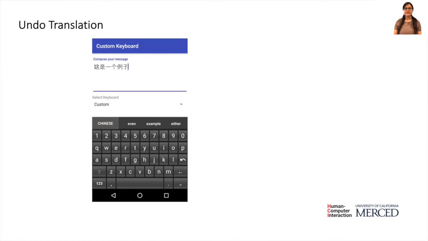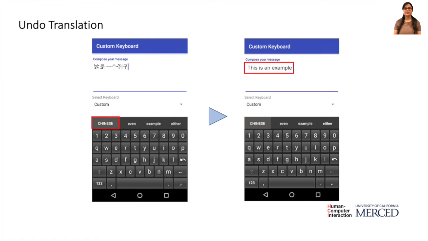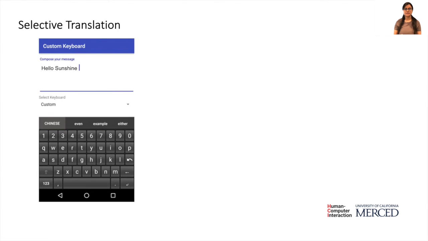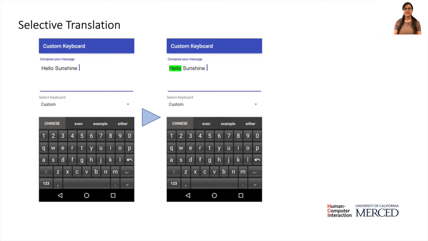Users can easily revert to the original text after performing a translation task. For this, they tap on the translation button immediately after a translation. The method also supports selective translation, which enables translating a select part of the text. For this, users first highlight parts of the text they want to translate, then tap on the translation button.